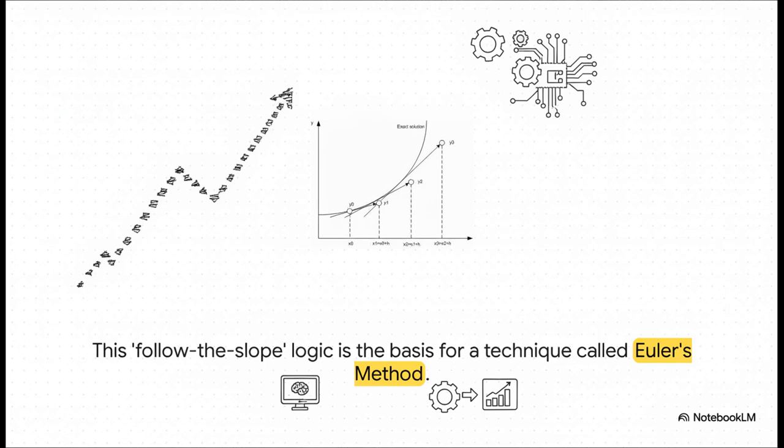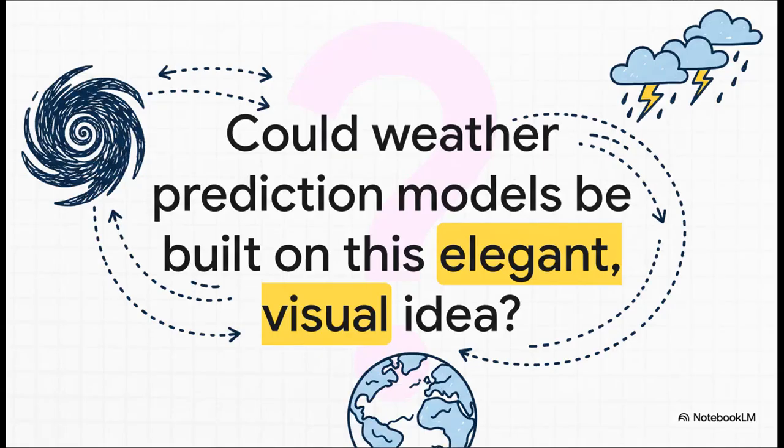It's the core logic behind a super powerful computational technique called Euler's method. It's literally how computers approximate solutions to incredibly complex problems. And that brings us to a final, pretty big thought. Think about the massive computer simulations that predict hurricane paths or global weather patterns. They're all based on huge systems of differential equations. So could it be that at their very core, they're all built on this same simple, elegant, visual idea of just following the slope? Something to think about.